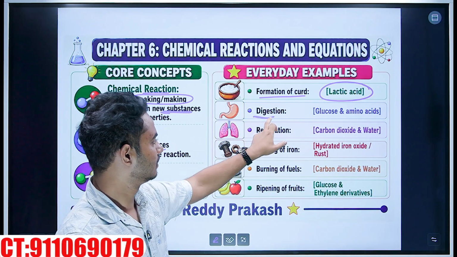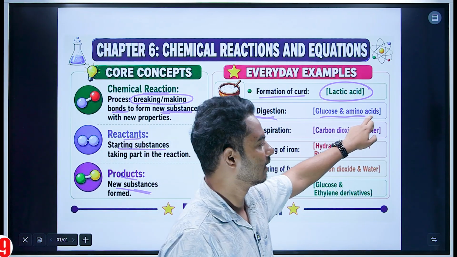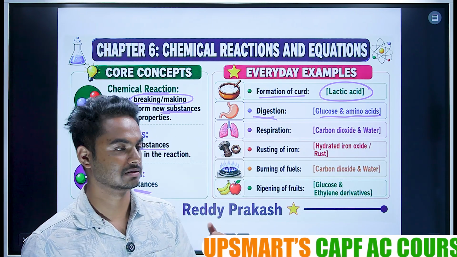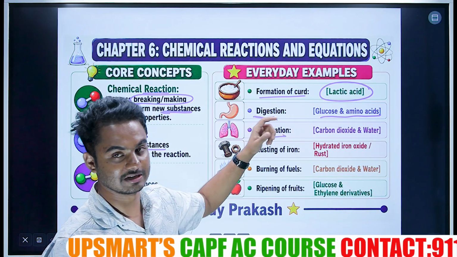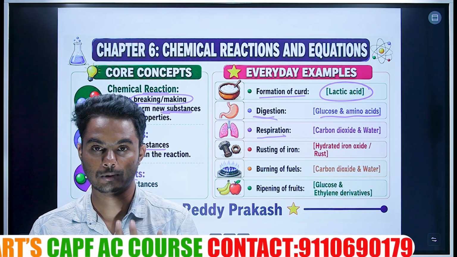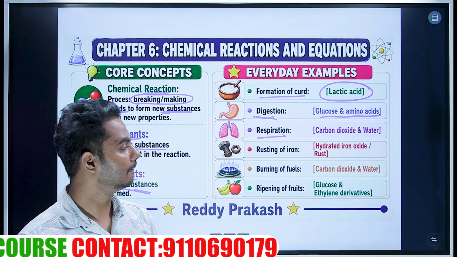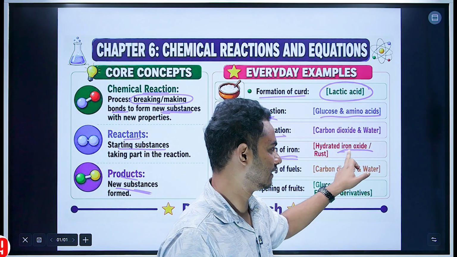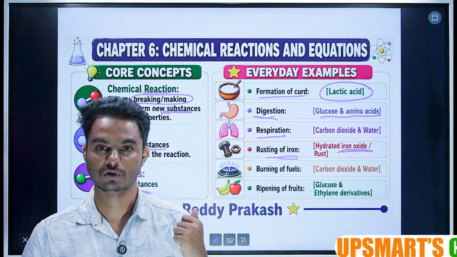Digestion. In digestion, it is glucose, amino acid, and other acids like hydrochloric acid. Okay? Respiration. In respiration, we utilize carbon dioxide, water. Okay? Rusting of iron, hydrated iron oxides. The formula is also important.